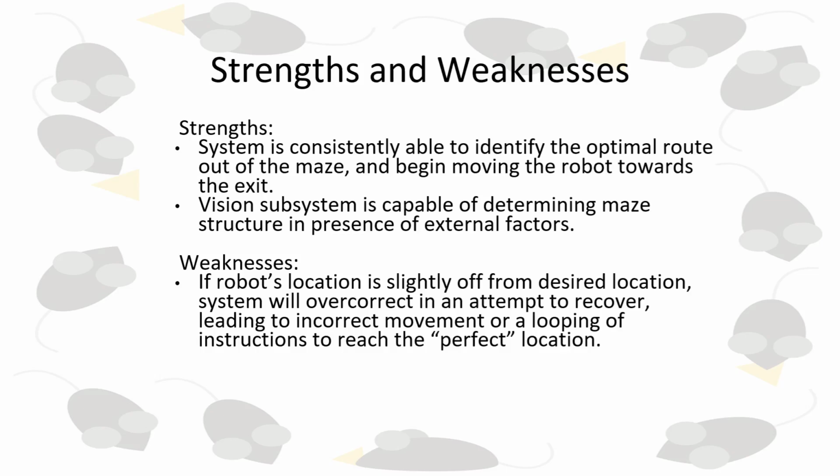The computer imaging system is able to consistently identify the walls of the maze and determine the best path for the robot to take. It is also able to consistently make the robot start to move in the direction it must go. However, a problem that we have encountered is the system having a tendency to overcorrect the robot's position in the maze if it is slightly off from where it is supposed to be at a given time. This can lead to the system not realizing the robot's exact position and can cause it to move in the wrong direction, or it can start skimming the walls as it moves.